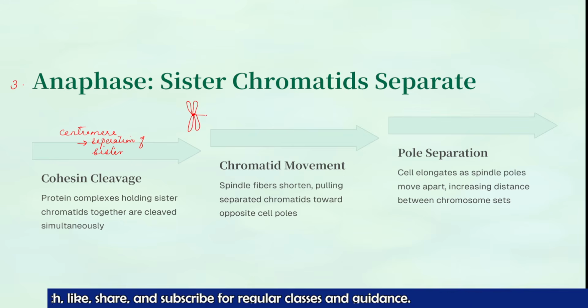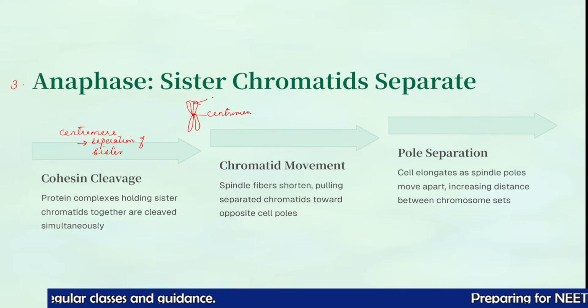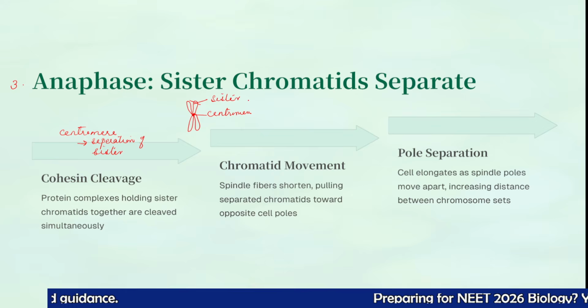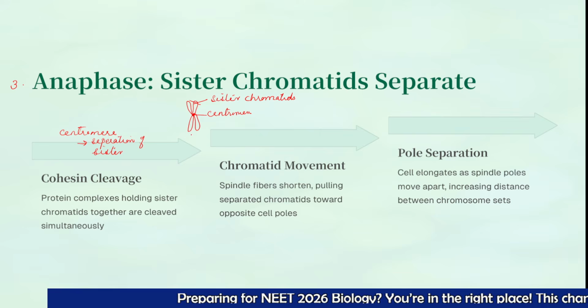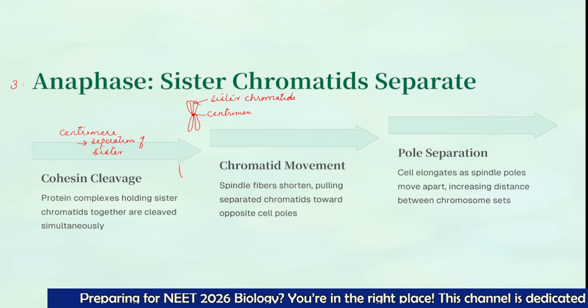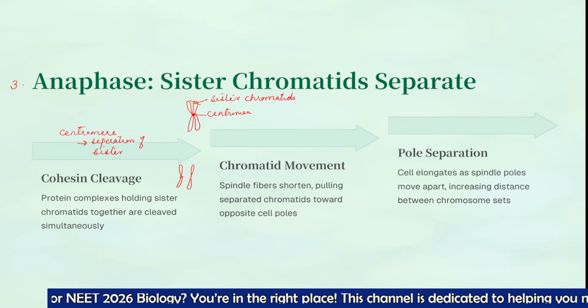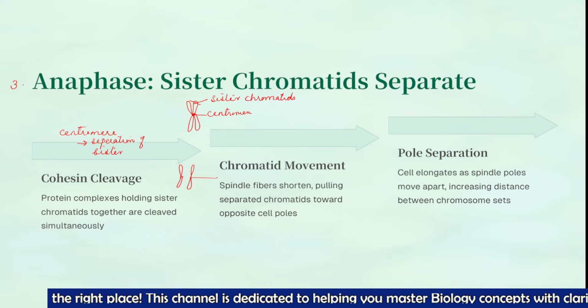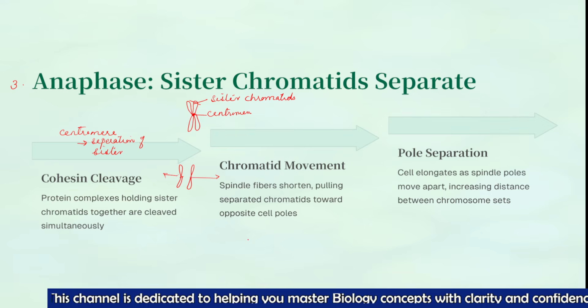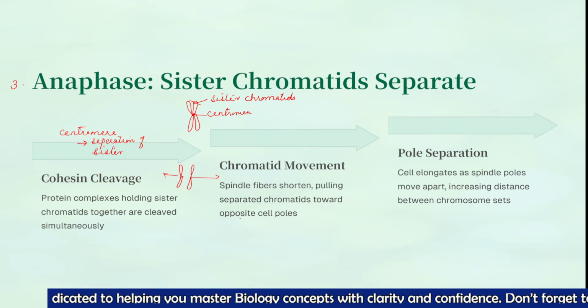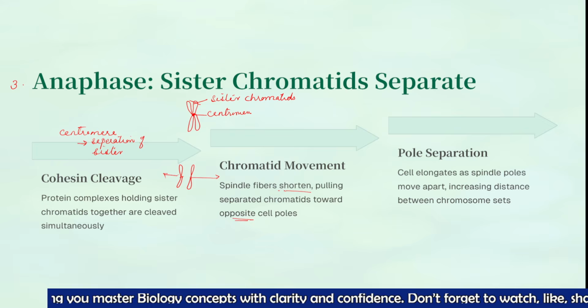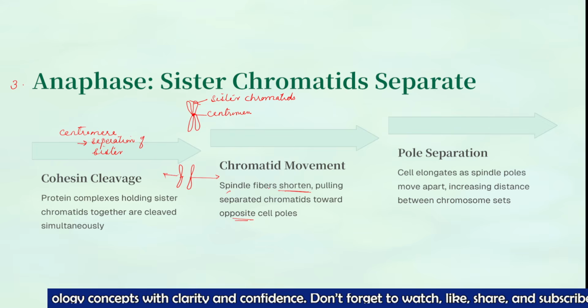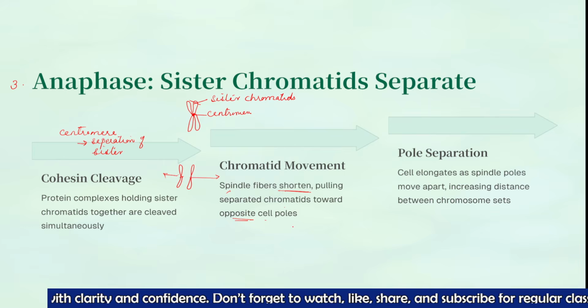The two chromatids of a chromosome are joined at the centromere, and these are the sister chromatids. So in the anaphase stage, what happens? The centromere splits and the two sister chromatids separate. Then the next stage is that these sister chromatids move towards the poles. This movement of the chromatids towards the poles is due to the shortening of the spindle fibers, which pull the chromatids towards the cell poles.